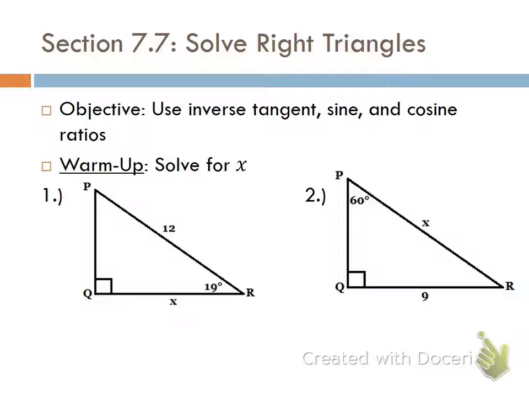Your quiz will be over sections 7.5, 7.6, and 7.7. So just this trig stuff we've been doing. 7.7 brings it all together and will also introduce us to the inverse trig functions. So we will use inverse tangent, sine, and cosine ratios to help us finish solving right triangles. We'll talk about what it means to solve a right triangle in just a minute.